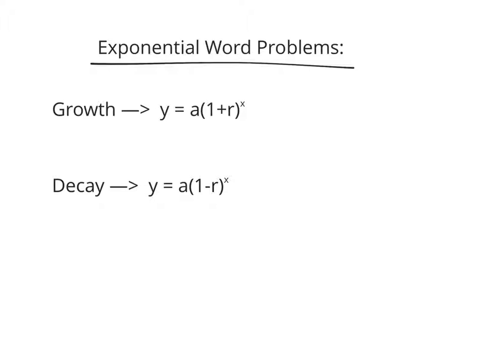So a few things. Remember that this a value, just like it has been with everything else, since the exponent is going to be just x and not x minus something, is going to be our starting value, and we're always going to start at 0, the beginning initial time. So this is our start value, however you want to label that. That's true for both growth and decay.